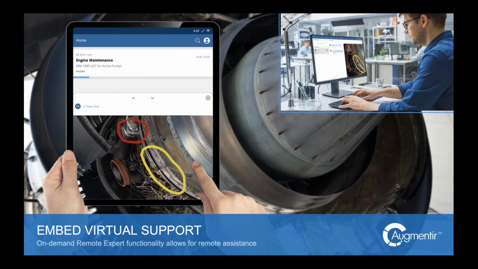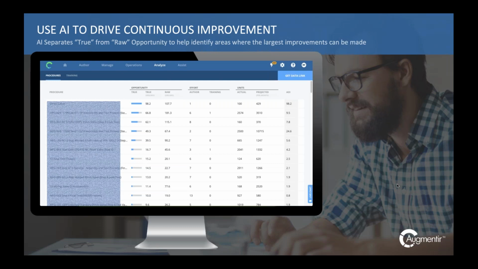So very, very critical in this time of need, and AI really underpins that as a way to sift through and augment that data. And then using AI to drive continuous improvement and uncovering, what we call at Augmentir, true opportunity.